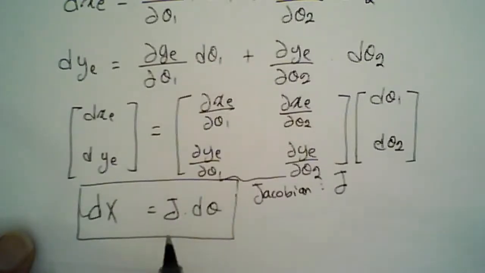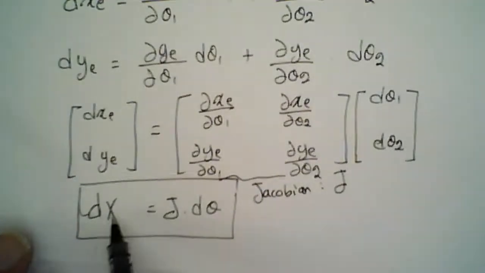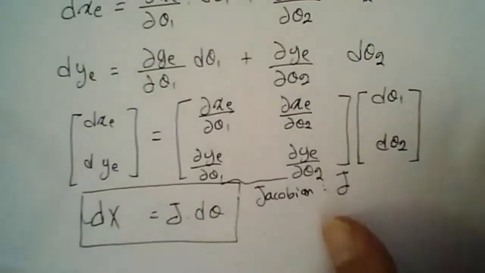So for any given values of theta 1 and theta 2, if I can calculate a J, and if the thetas move, say this joint moved by 1 degree and then this one moved by minus 1 degree, I can actually relate dx. All right.